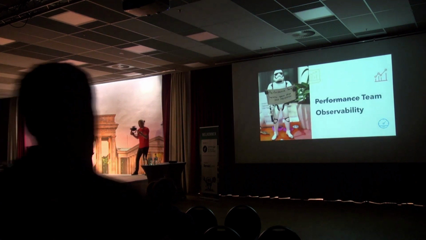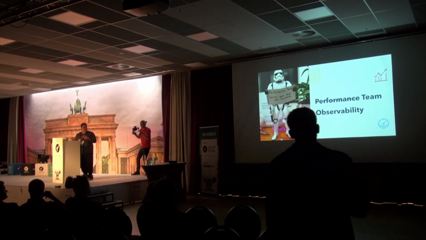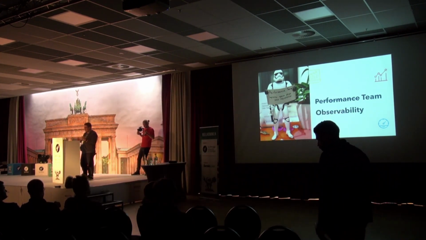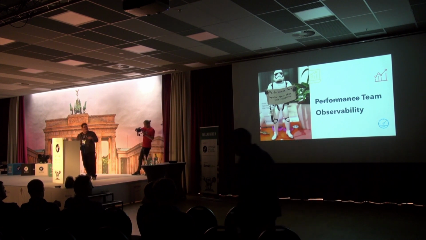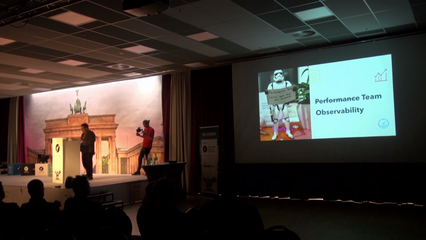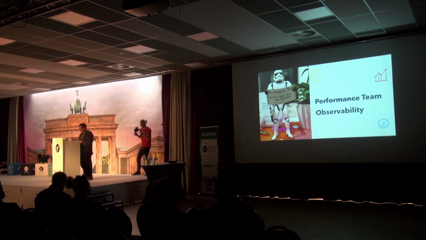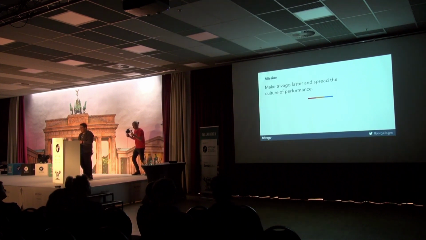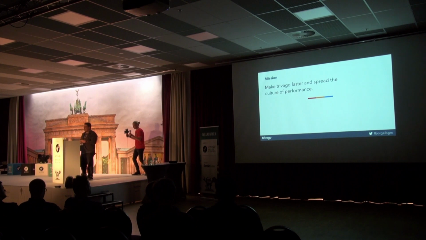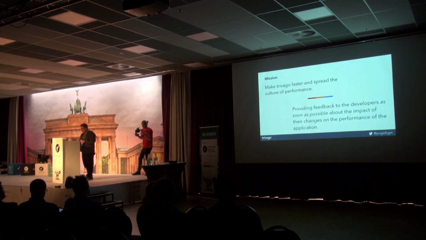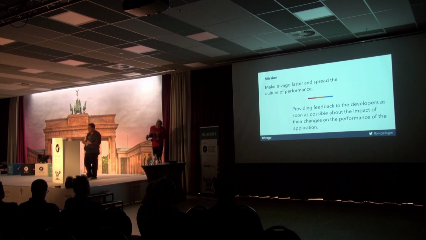Like I mentioned before, I work for the performance team. With the current buzzwords, this performance team is more like an observability team. The mission is essentially to make Trivago faster and spread the culture of performance by providing feedback to the developers as soon as possible about the impact their changes are having or are going to have on the application. This is the core demand for our team.